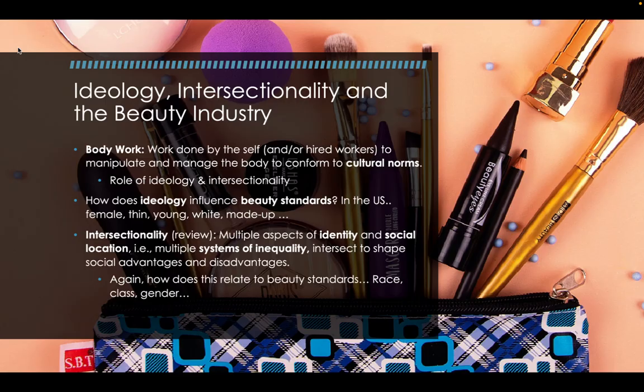All right, so chapter 11, ideology, intersectionality in the beauty industry. Remember, I said we would cover intersectionality later this week, and lo and behold, it's in chapter 11. Now, the textbook authors start off on chapter 11 talking about body work. So this sort of connects chapter 10 and chapter 11 in that body work is work done by the self, or you can hire people to help you, to manipulate and manage the body to conform to cultural norms.